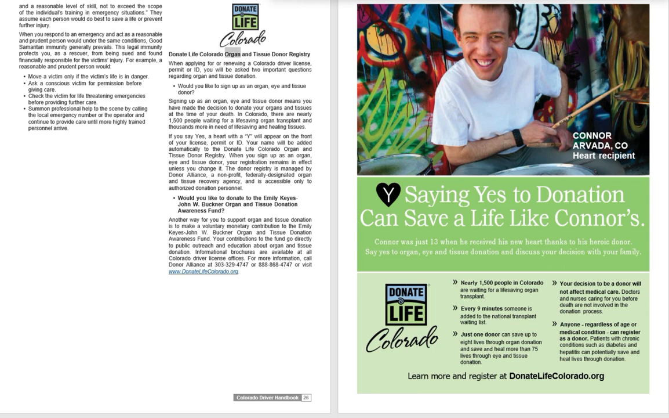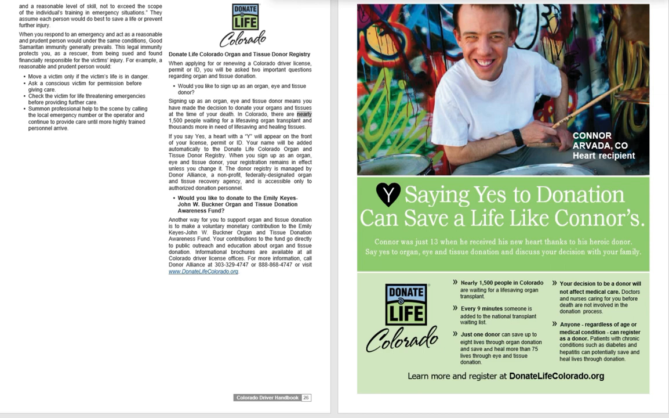Donate Life Colorado Organ and Tissue Donor Registry. When applying for or renewing a Colorado driver license, permit, or ID, you will be asked two important questions regarding organ and tissue donation. Would you like to sign up as an organ, eye, and tissue donor? Signing up as an organ, eye, and tissue donor means you have made the decision to donate your organs and tissues at the time of your death.